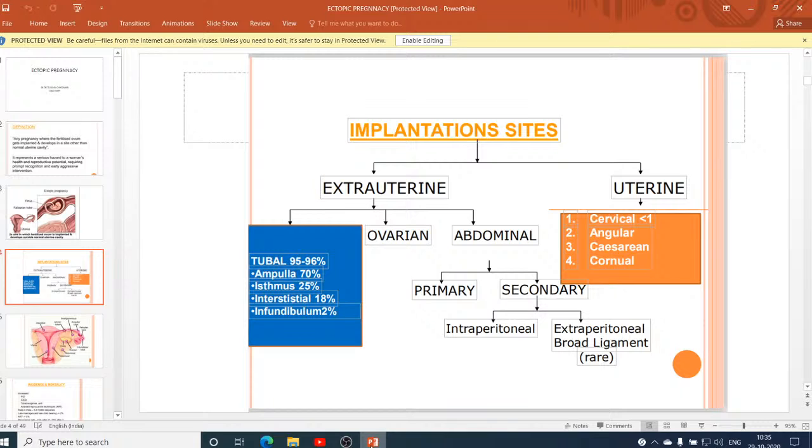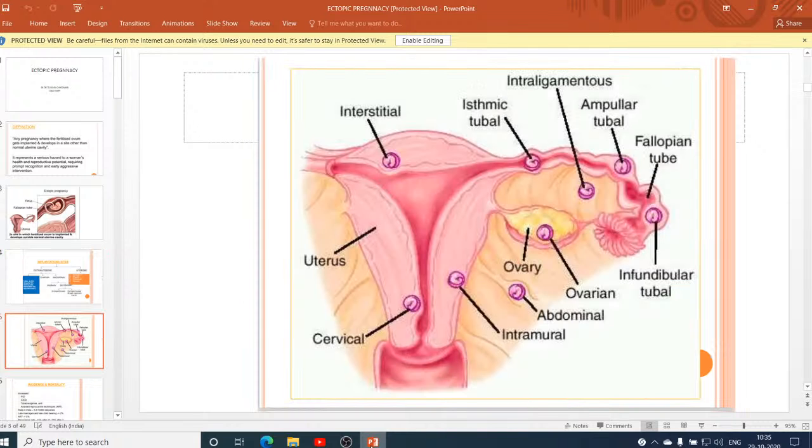In uterine, first there will be cervical, followed by angular, third will be cesarean section scar, and fourth will be cornual. So these are the implantation sites where the fetus can get implanted, and the most common is tubal pregnancy, followed by ovarian, followed by abdominal.